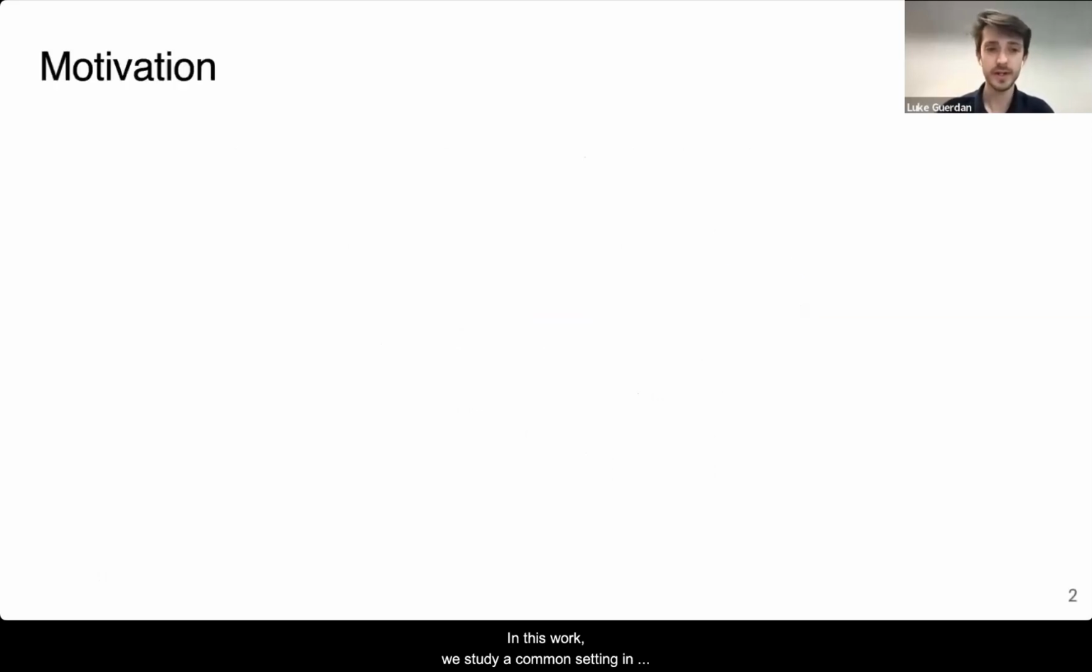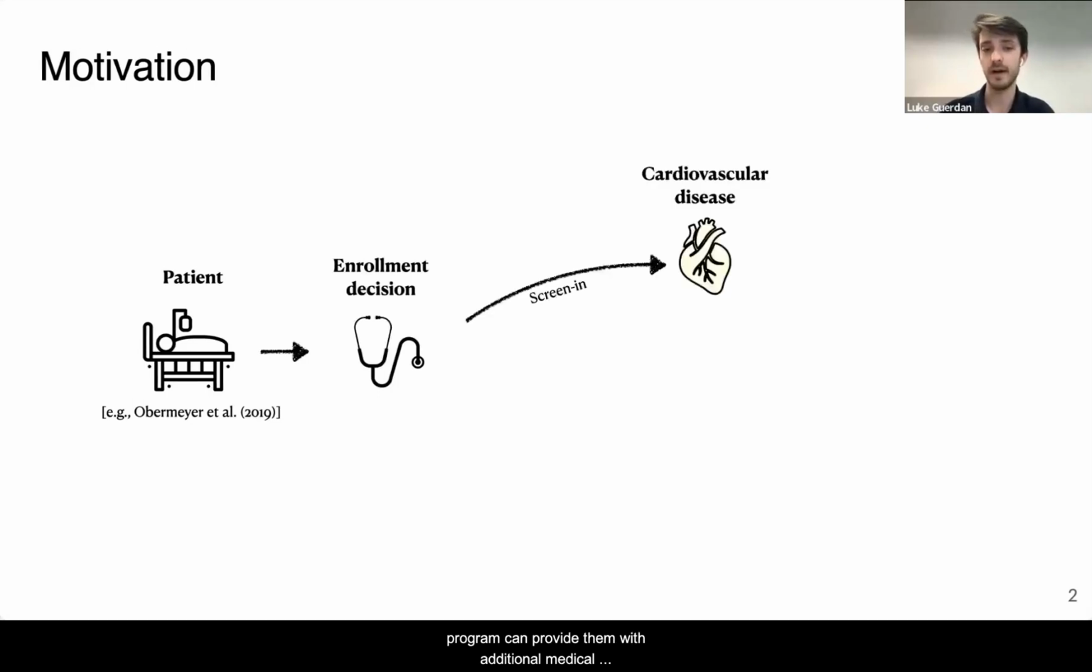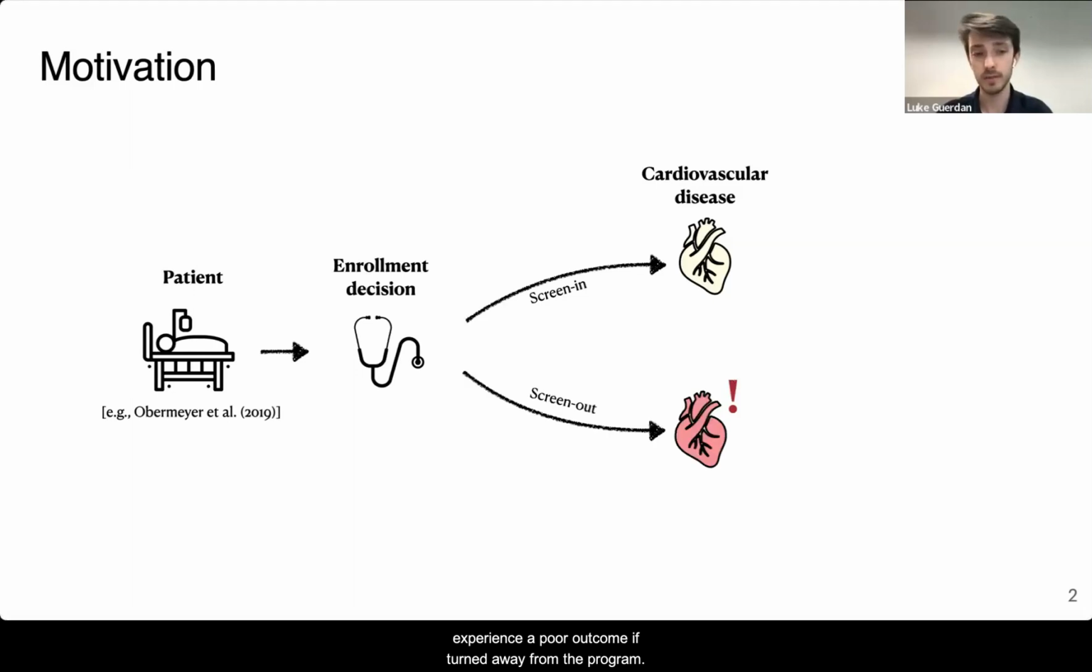In this work, we study a common setting in which organizations introduce a predictive model with the goal of improving a decision-making process. For example, consider a medical context in which a doctor aims to reduce the risk of cardiovascular disease by enrolling high-risk patients in an intensive care management program. Screening a patient into the program can provide them with additional medical resources, which might avert poor health outcomes such as heart attack. However, the same patient might experience a poor outcome if turned away from the program.